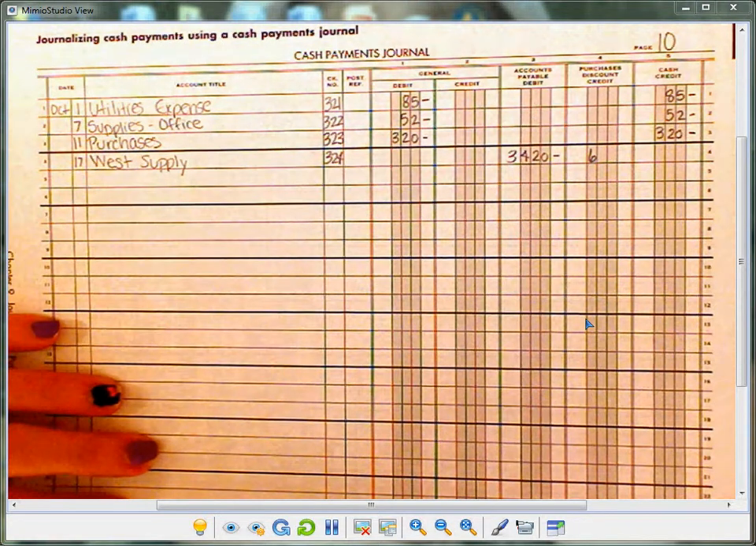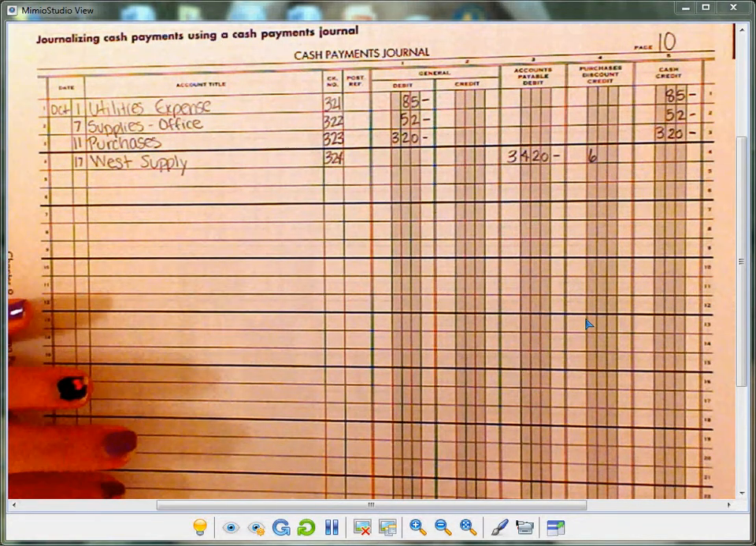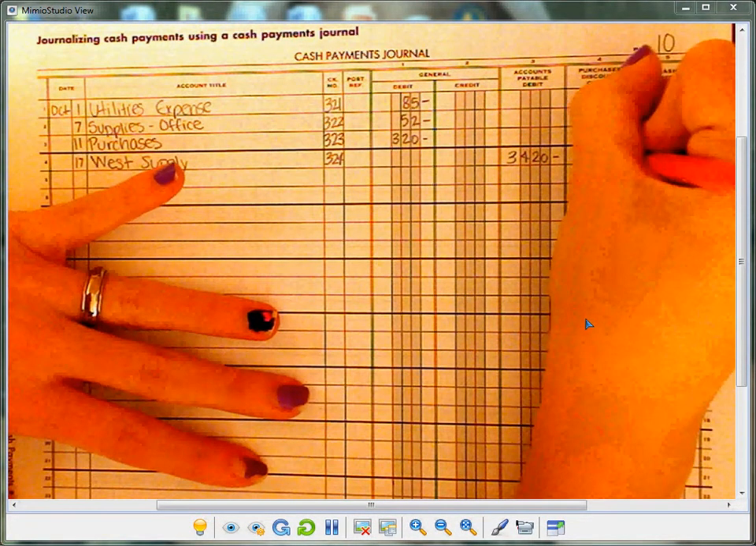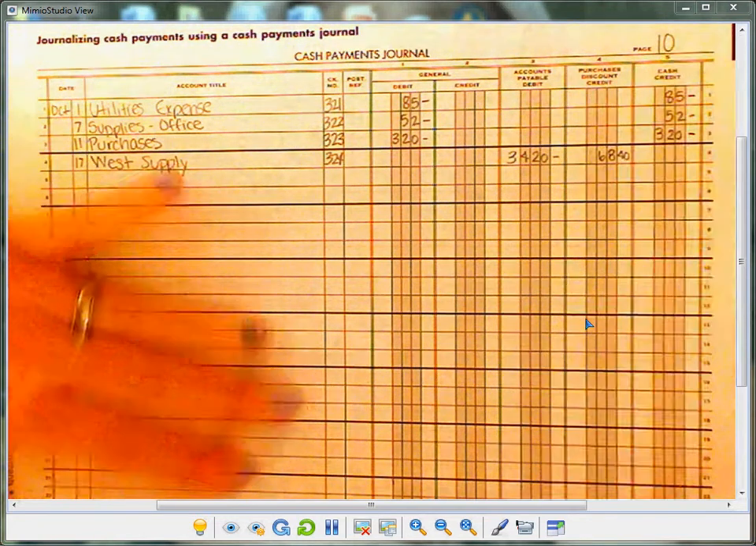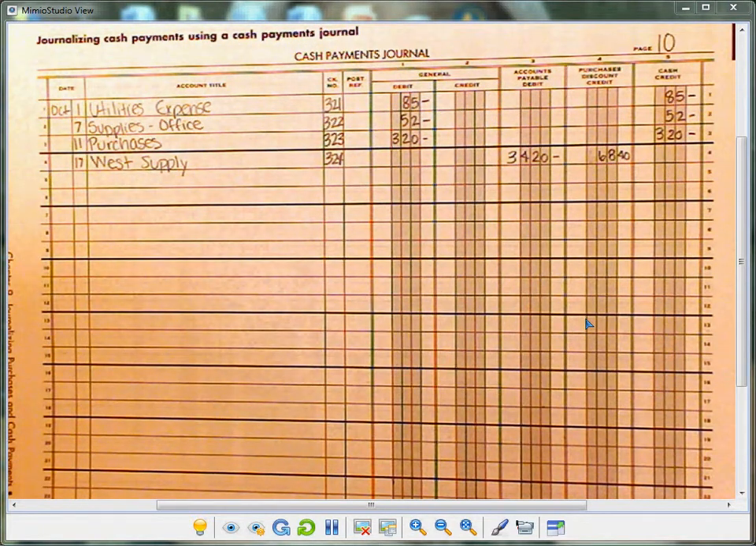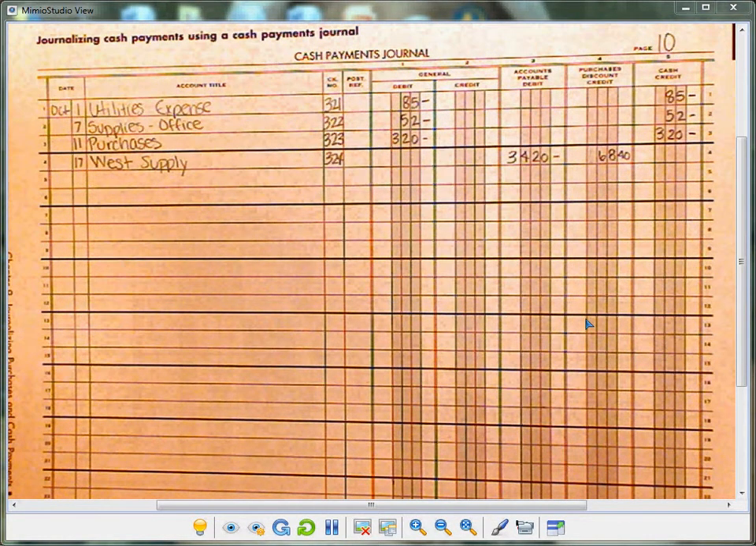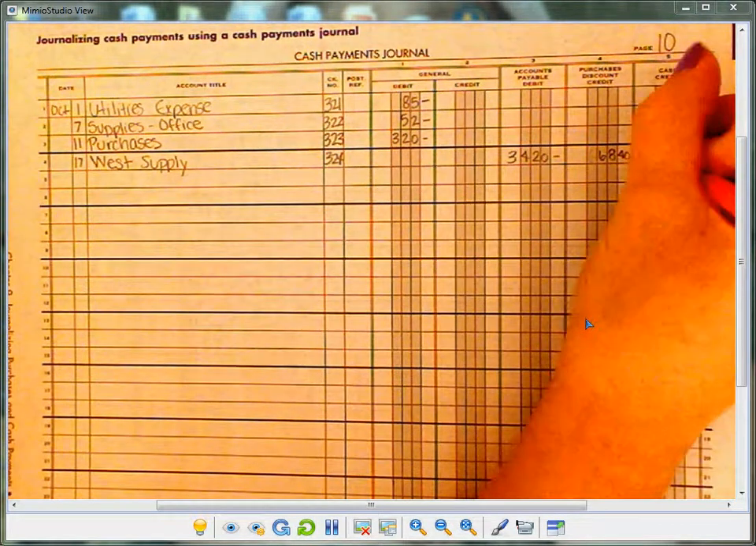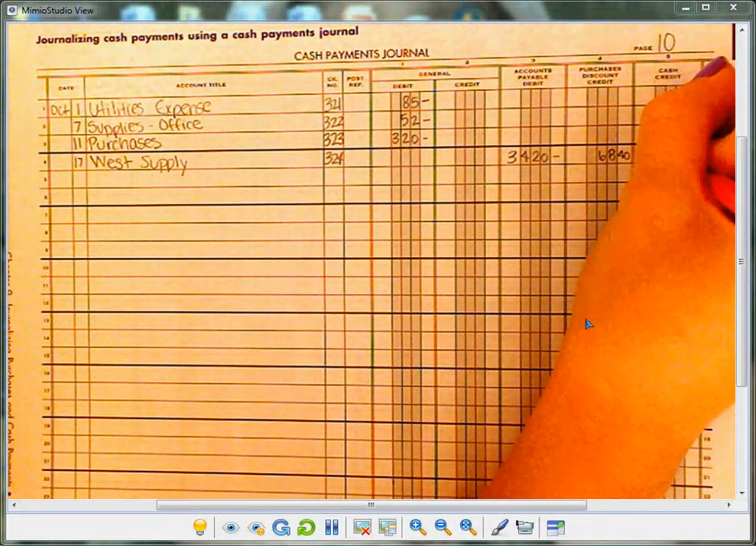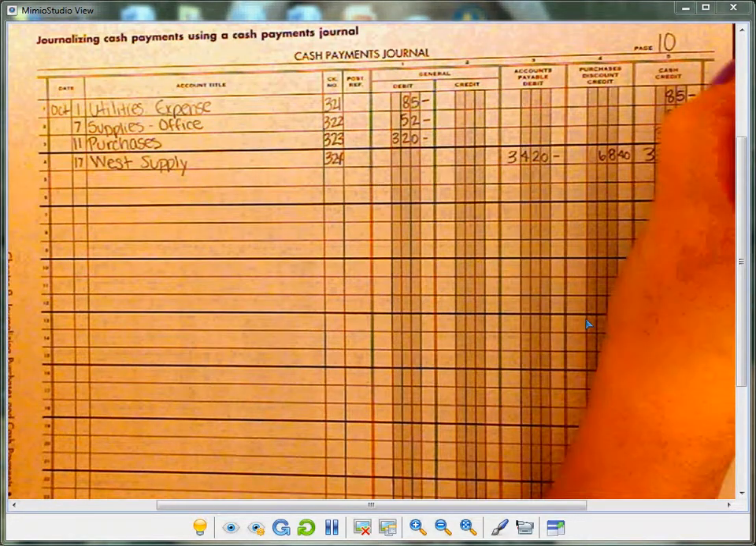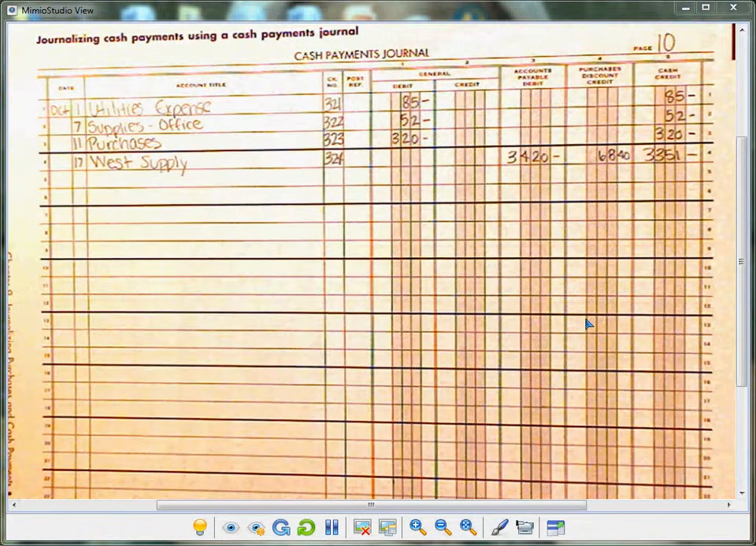$68.40. And so then to know what our cash credit was, take the 3,420 minus 68.40. And we should get $3,351.60.